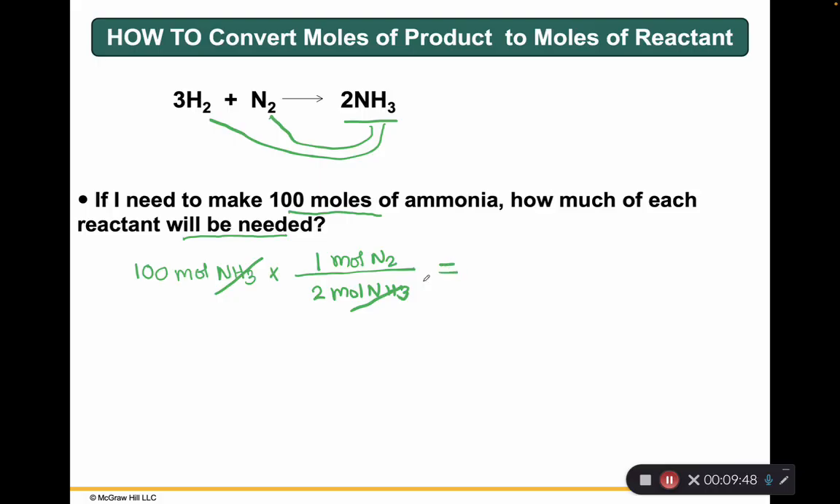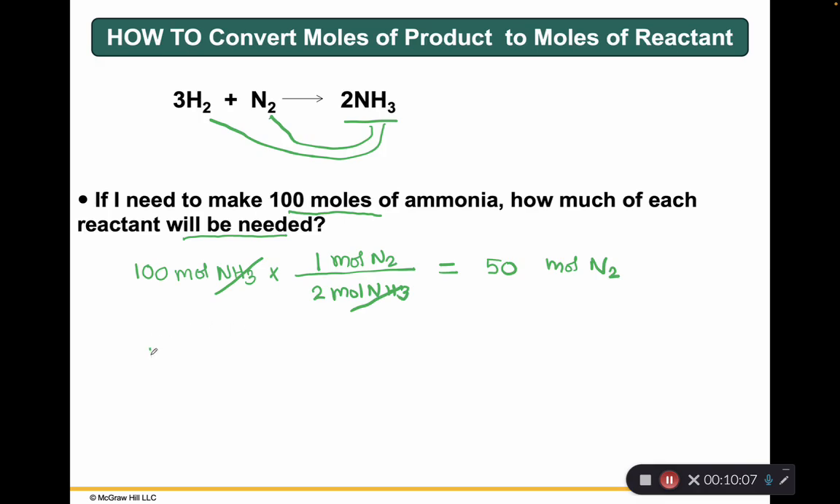So now moles of ammonia and moles of ammonia cancel out. We are ending with moles of nitrogen, right? And 100 times 1 divided by 2 is 50. So I can write that, 50 moles of nitrogen.